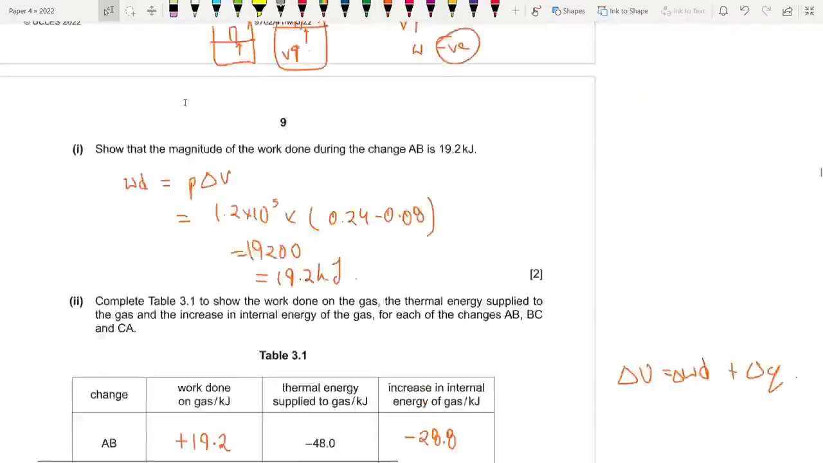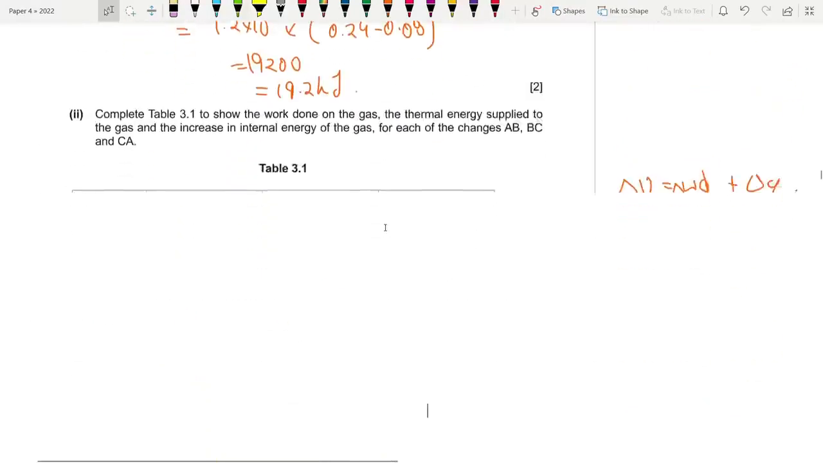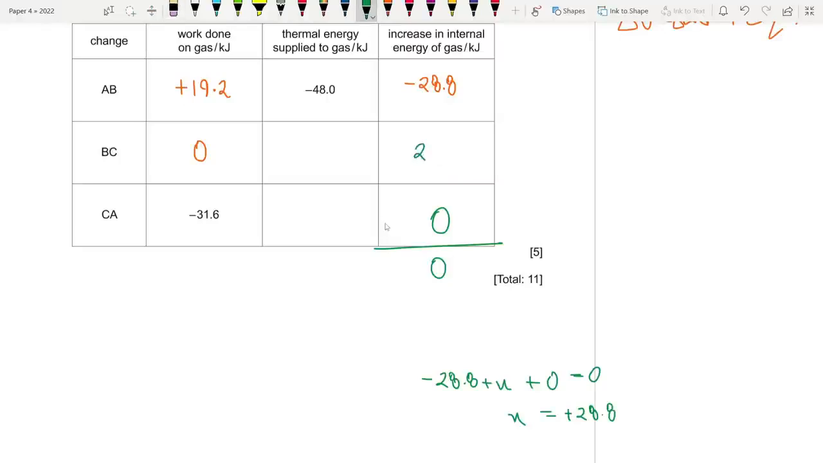Since we are returning to the original point, A to B, B to C, and C to A, the net change must also be 0. How is that possible? Minus 28.8 plus x plus 0 is equal to 0. So what's the value of x? x is equal to plus 28.8. That is the only possible way. So this needs to be 28.8. Interesting, right? It's a bit difficult.